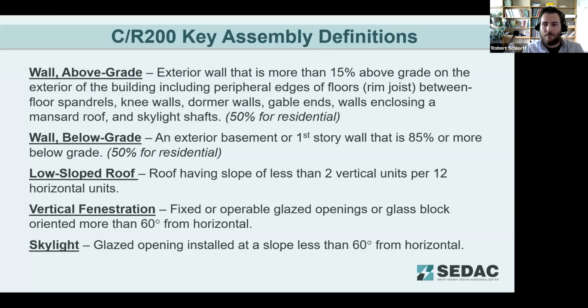Vertical fenestration. Vertical fenestration is another term for windows. So what makes a window? A window is a fixed or operable glazed opening or glass block that's oriented more than 60 degrees from horizontal. If it's more than 60 degrees from horizontal, that is now a window. What happens if it's less than 60 degrees from horizontal? That is now a skylight. And there are, again, different requirements for both vertical fenestration and skylights. That's why there are different definitions.